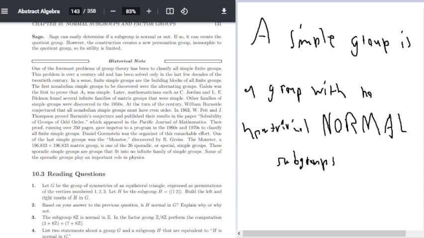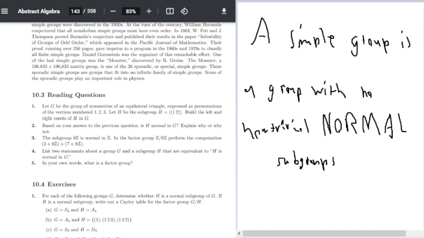At the turn of the century, William Burnside conjectured that all non-abelian simple groups must have even order. In 1963, W. Feit and J. Thompson proved Burnside's conjecture and published their results in the paper Solvability of Groups of Odd Order, which appeared in the Pacific Journal of Mathematics. Their proof, running over 250 pages, gave impetus to a program in the 1960s and 1970s to classify all finite simple groups. Daniel Gorenstein was the organizer of this remarkable effort. One of the last simple groups was the monster, discovered by Griess. The monster, a 196,883-dimensional matrix group, is one of the 26 sporadic, or special, simple groups. These sporadic simple groups are groups that fit into no infinite family of simple groups. Some of the sporadic groups do actually play an important role in physics.